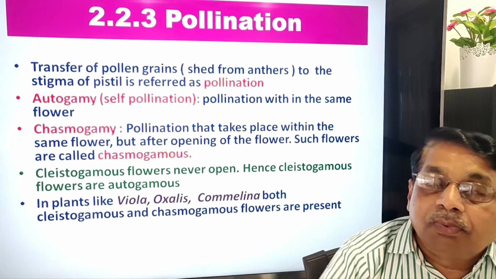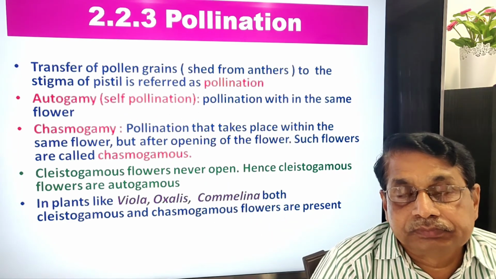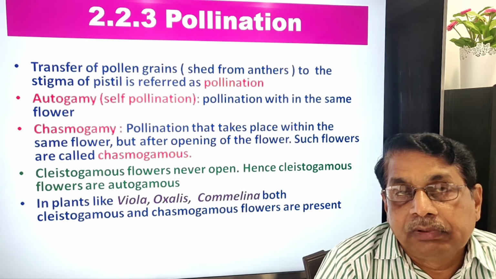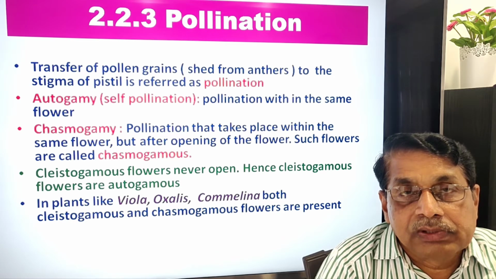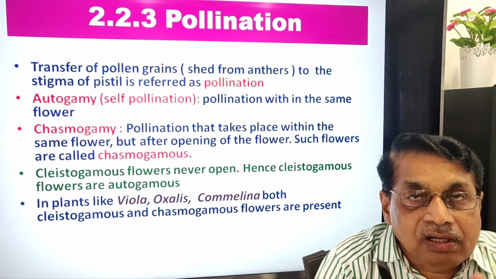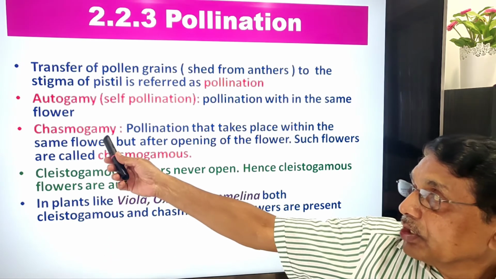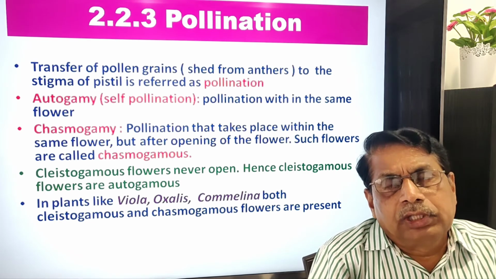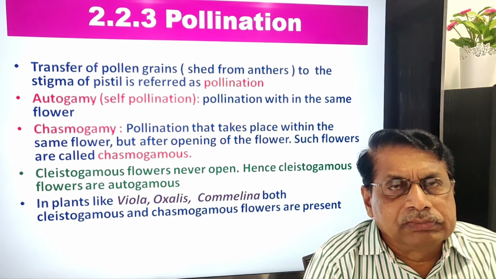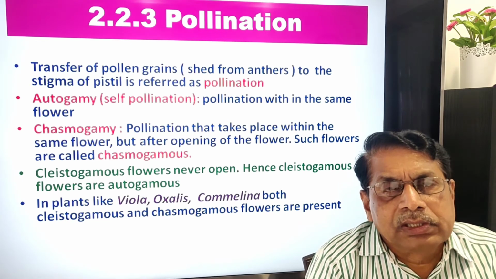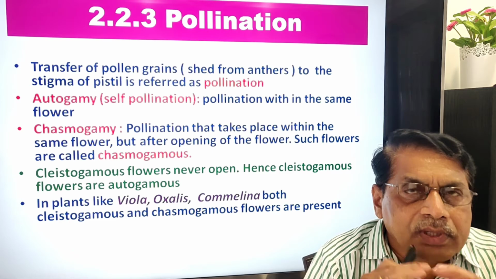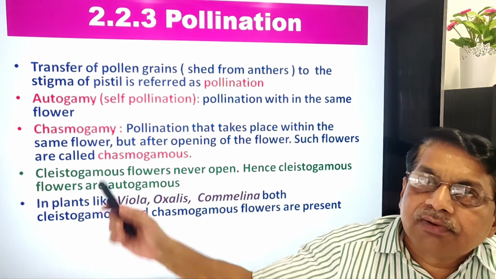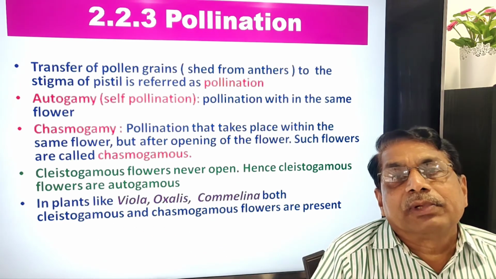Autogamy, self-pollination, pollination within the flower. If the pollination occurs within the same flower, it is called autogamy. Chasmogamy. Many of the flowers open, they expose the male and female parts, then pollination takes place. If the pollination takes place after the opening of the flowers, it is called chasmogamy. Such flowers are called chasmogamous.